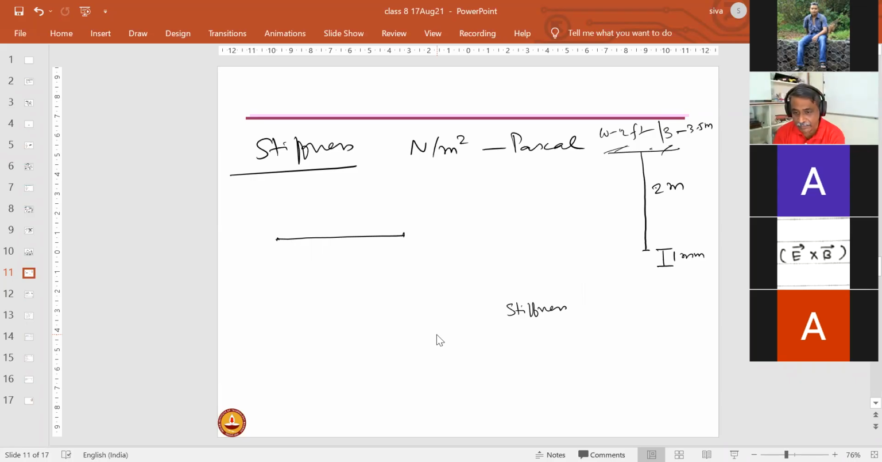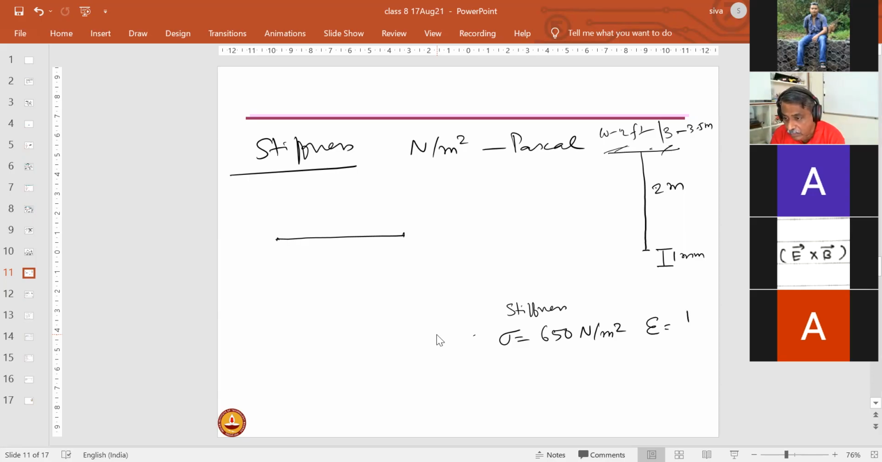Let's calculate. What is the stress? 650 Newton per meter square was the stress that I applied. Now, this is the stress, sigma. And I know what strain I have to get. What is the strain I have to get?